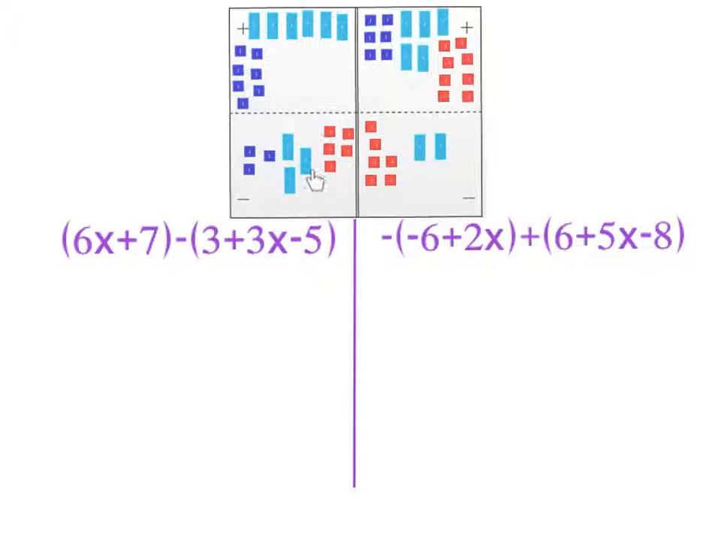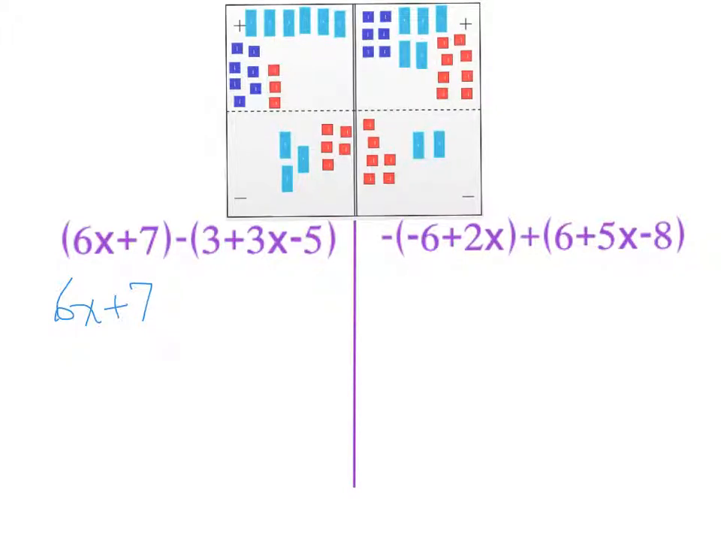So the first thing that I would do in solving this is I would flip all of these pieces from the opposite region into the positive region, and all of these flip and put into the positive region. So 6x plus 7 is already in the positive region. I just need to worry about that flipping.